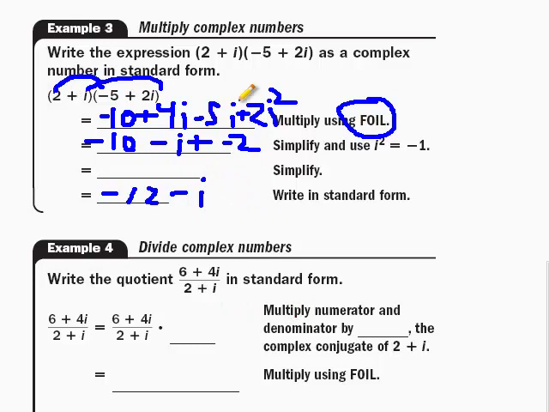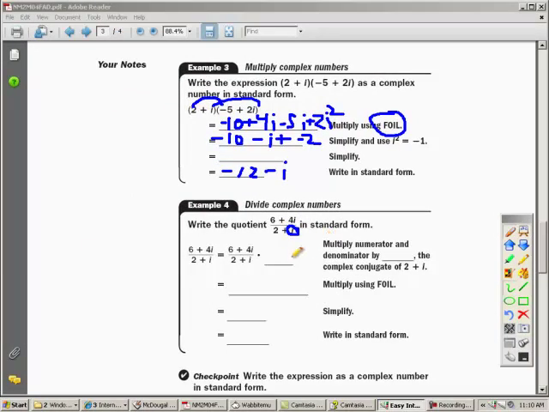Now, here's the important part of that. I have an i on the bottom of this fraction, and I cannot have an i on the bottom of a fraction because that is a square root. Remember, we talked about square roots not on the bottom of a fraction. So I have to multiply by the complex conjugate. The complex conjugate of 2 plus i is 2 minus i, top and bottom.